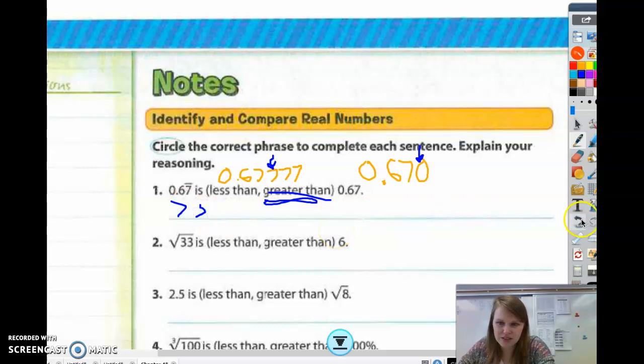Oh, those kind of look the same. 7 is greater than 0. That's my reasoning. What's next? The square root of 33.